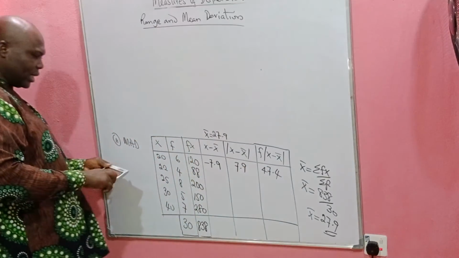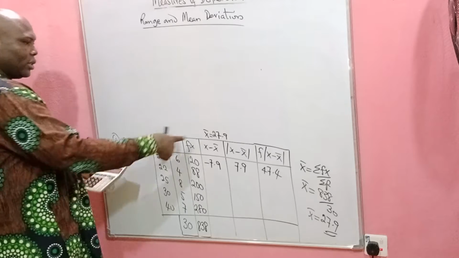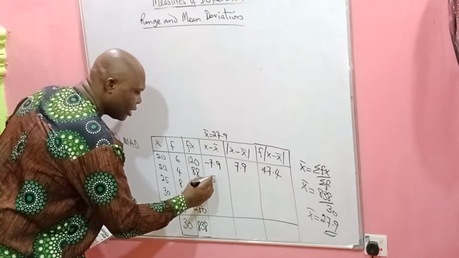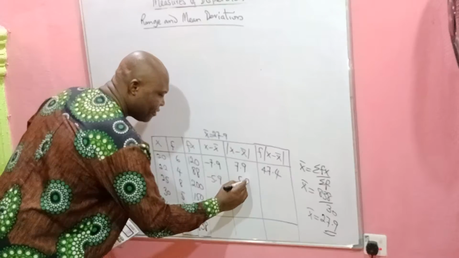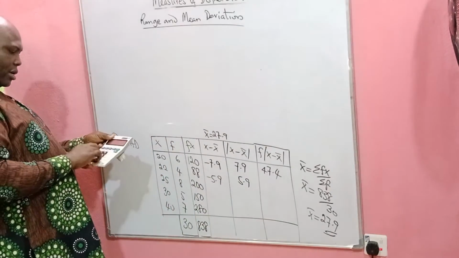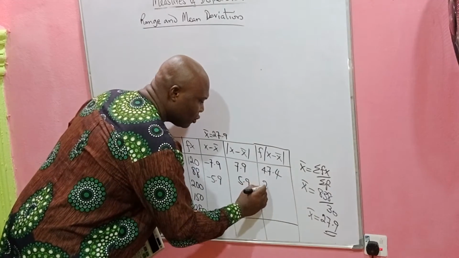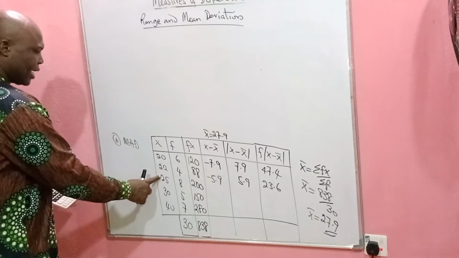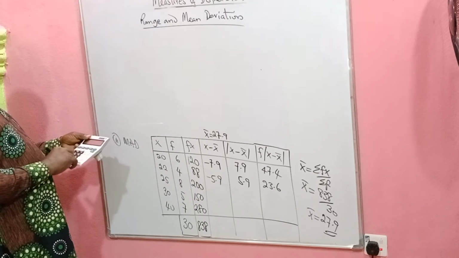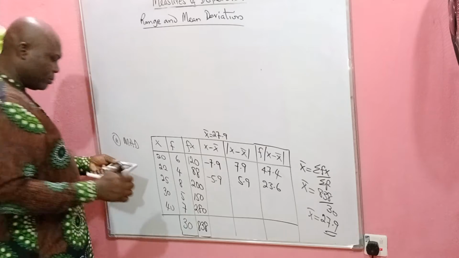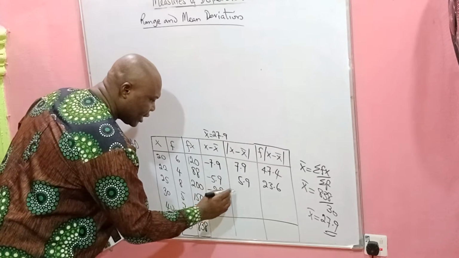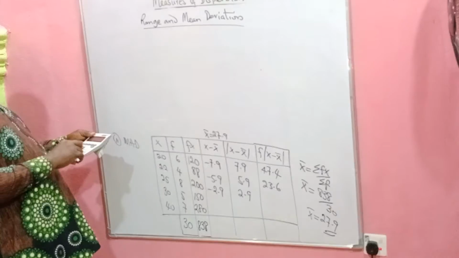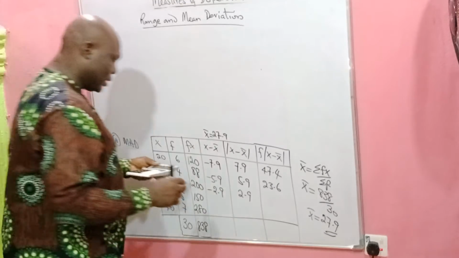So we are through with that. We take the next, 22. 22 minus 27.9 gives us minus 5.9. The absolute value is 5.9, times the frequency of 4, so we have 23.6. We take the next one, 25, which is the x, minus 27.9 gives us minus 2.9. We take the absolute value of 2.9 multiplied by the frequency of 8, which is 23.2.